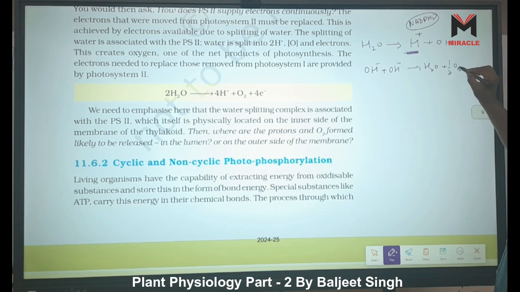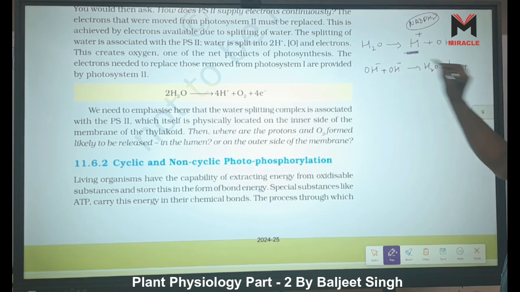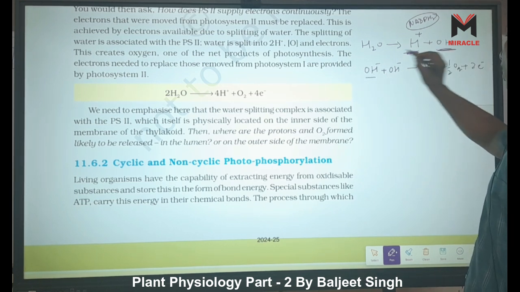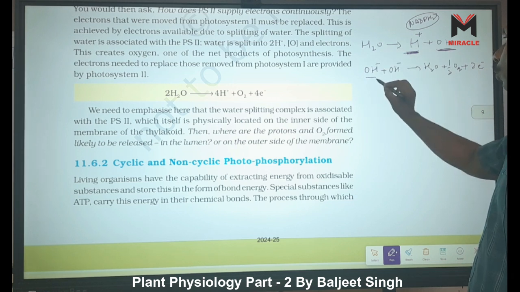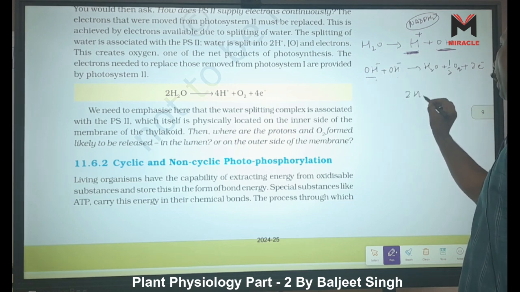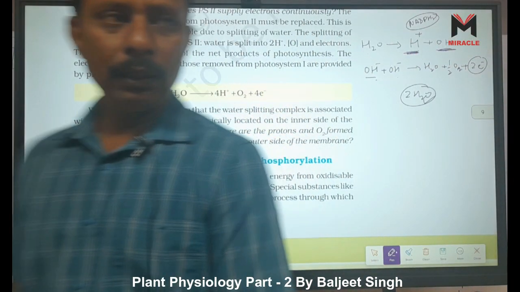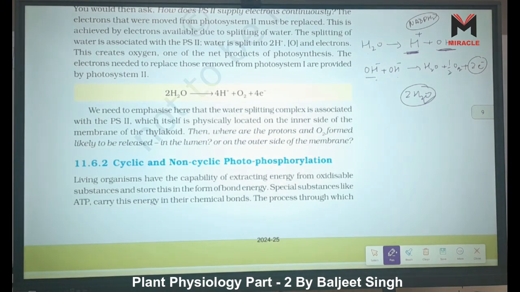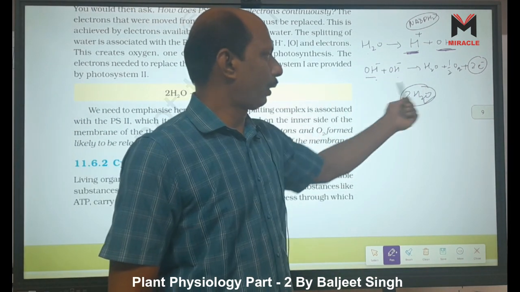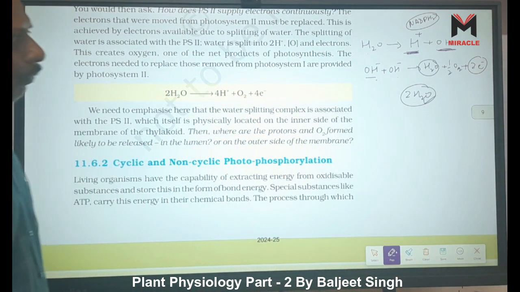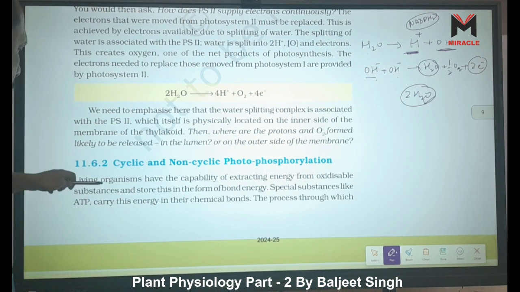So here I write half O2 plus 2 electrons. But here how many water molecules are involved? Look, one hydroxide from 1 H2O, 2 hydroxides from 2 H2O. So 2 H2O are involved in the release of 2 electrons. Do you understand this? Right? In each cycle, 2 water molecules are involved. One is reformed, and one is split.